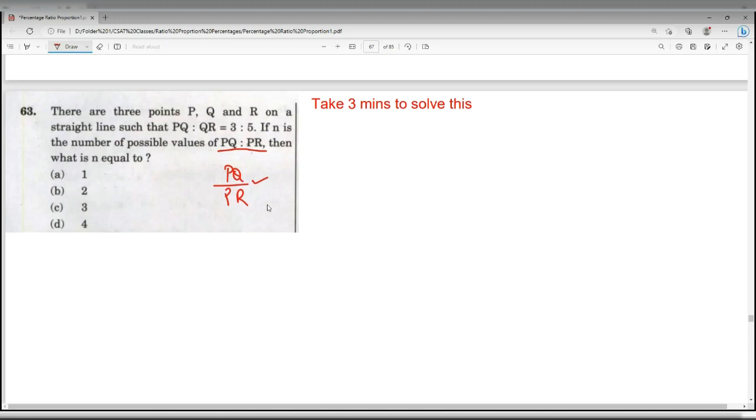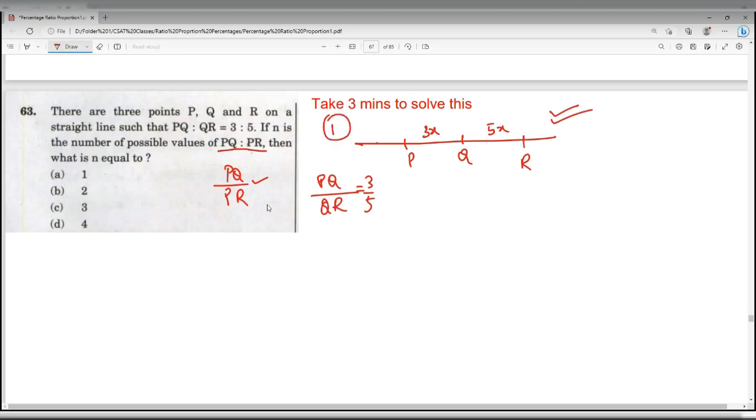They are saying that there are 3 points P, Q, and R. So one way is to directly write P, Q, and R on the straight line. And they're saying PQ by QR is equal to 3 by 5. So this can be 3x and this can be 5x. So this possibility is possible. So this is 1.